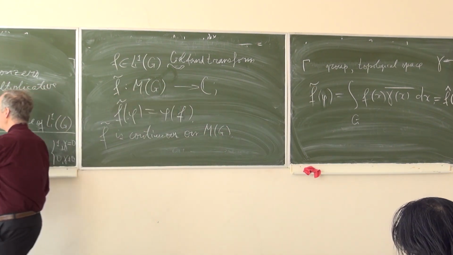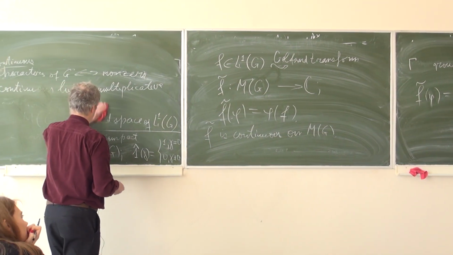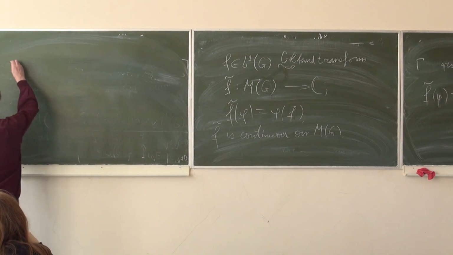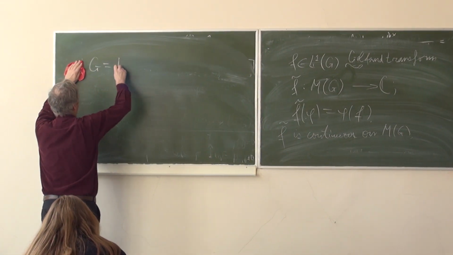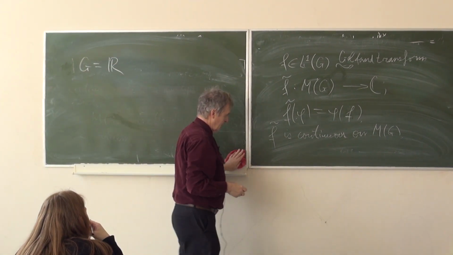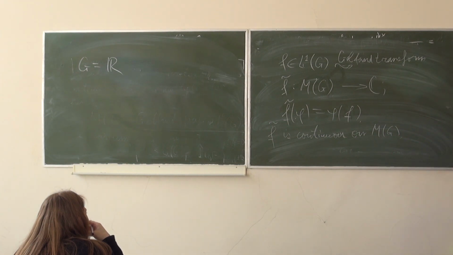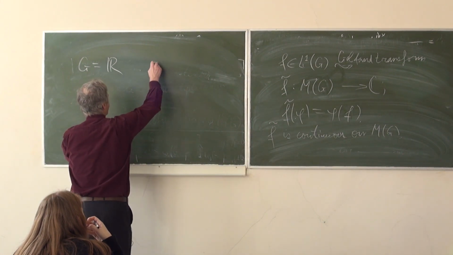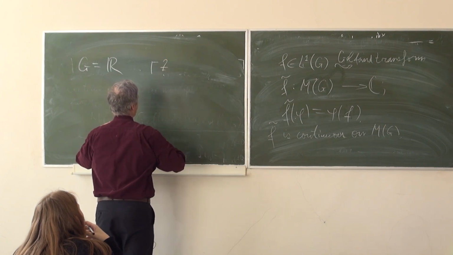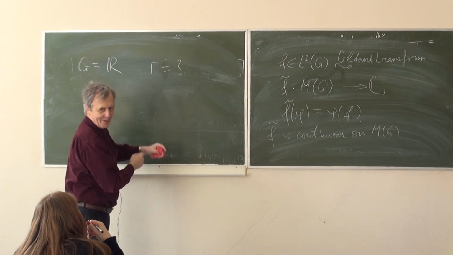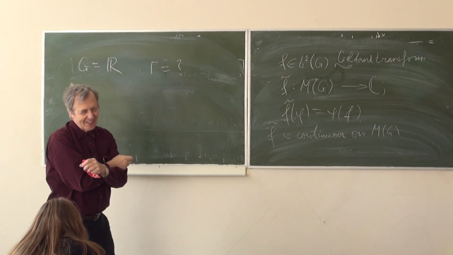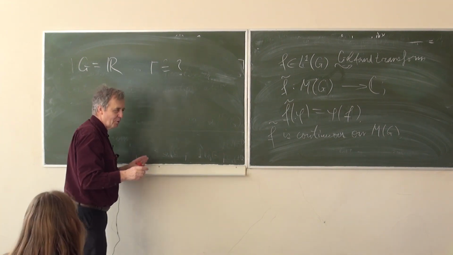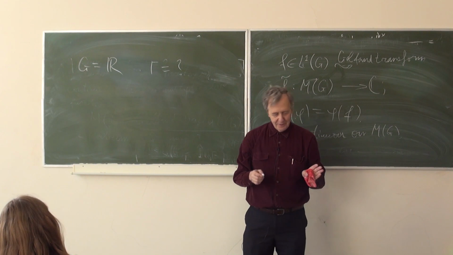So let's first take G equal to R, which is a group under addition, under the usual addition. So it is a locally compact topological group, and what is gamma? Yes, sure, you know. I know that you know. But maybe all of you know, but still I want to repeat the argument.